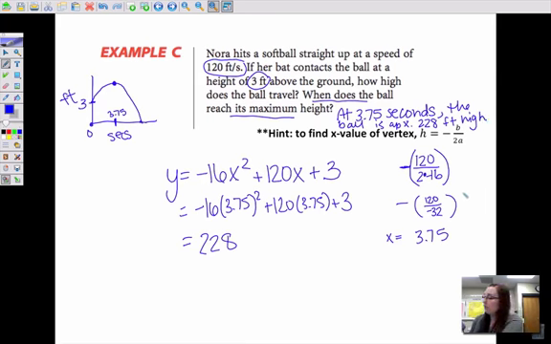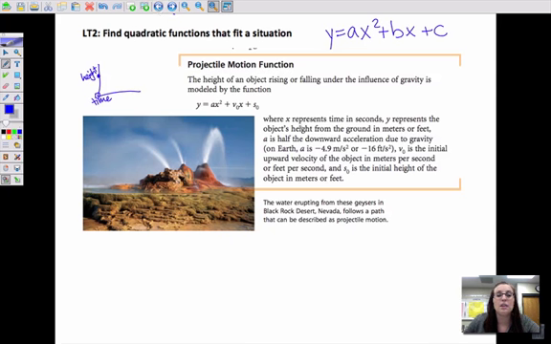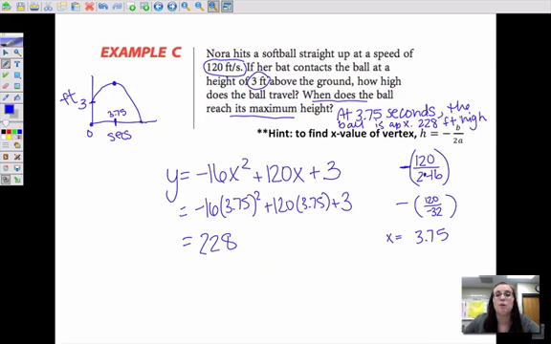So you might want to think about a couple things to memorize. You need to memorize what A, B, and C stand for. So the downward acceleration due to gravity, the initial velocity, and the starting height. You need to memorize the -16 and -4.9, those downward accelerations due to gravity in feet and meters. And then I would also memorize this vertex formula, the formula to find the x value of the vertex.